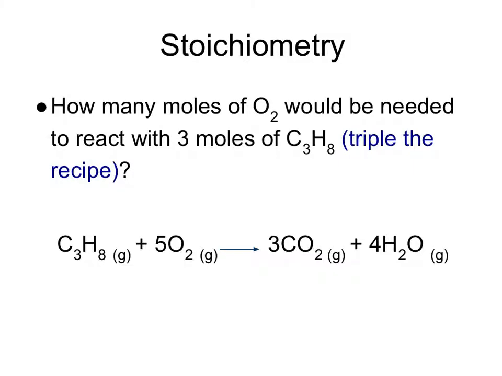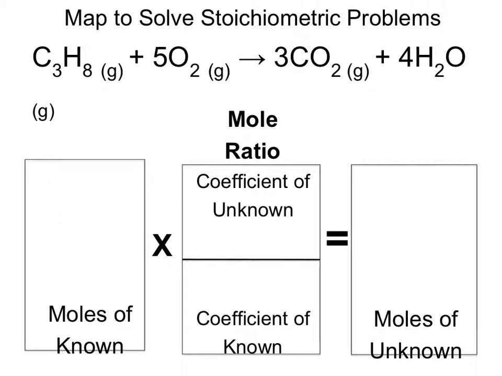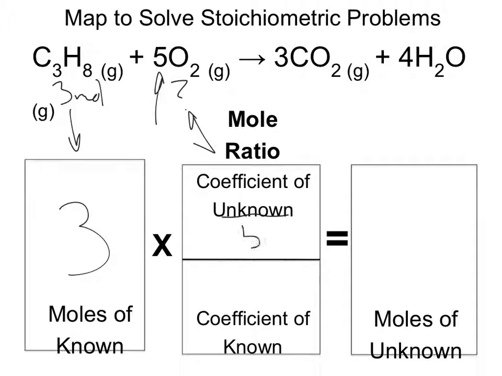So let's take an example. Here's the question: how many moles of O2 would be needed to react with 3 moles of C3H8? O2 is our unknown. C3H8 is our known, because we're given 3 moles of it. So, moles of known was 3. The coefficient of the unknown, oxygen, is 5. The coefficient of the known, propane, is 1. So we multiply 3 times 5 over 1, and we see that it would be 15 moles of oxygen that would be needed to react with 3 moles of propane.